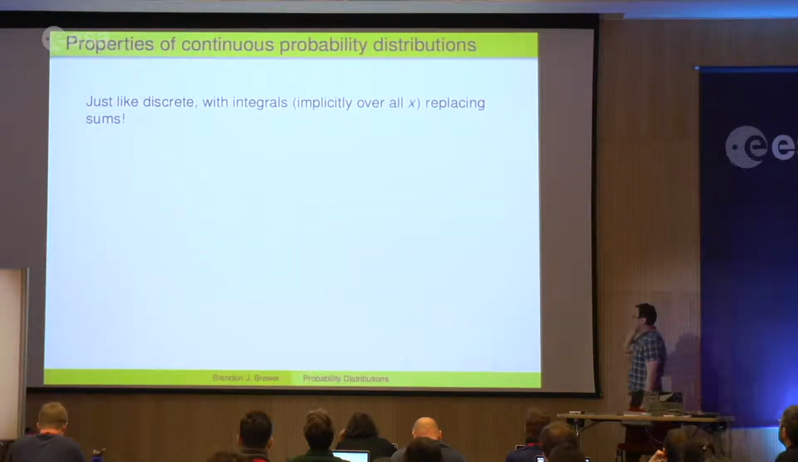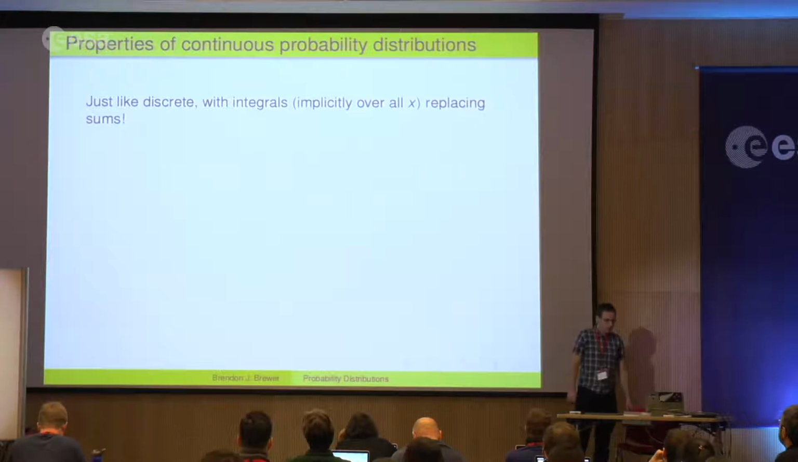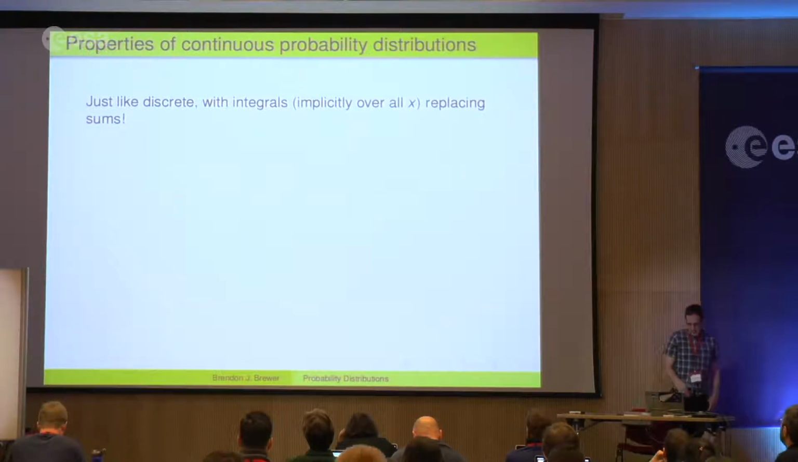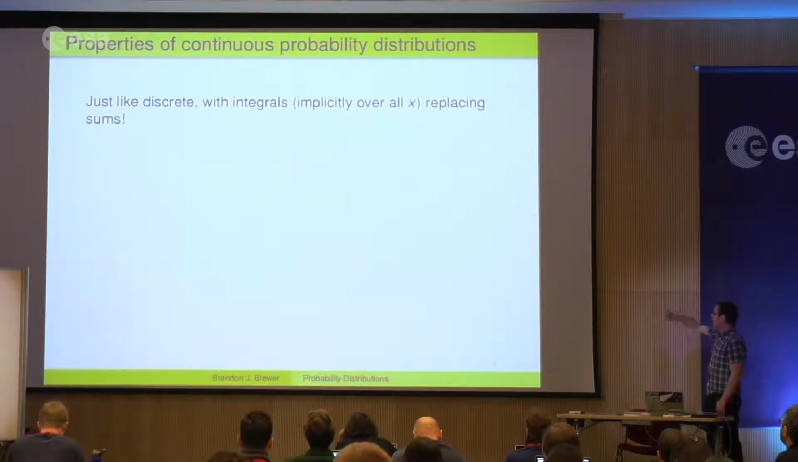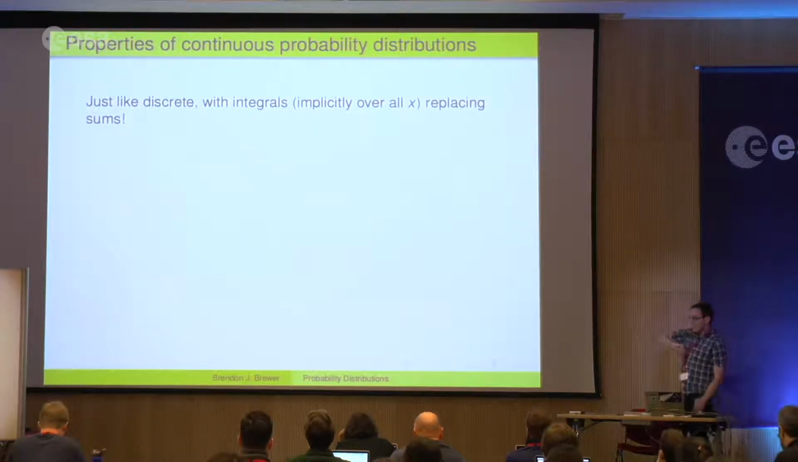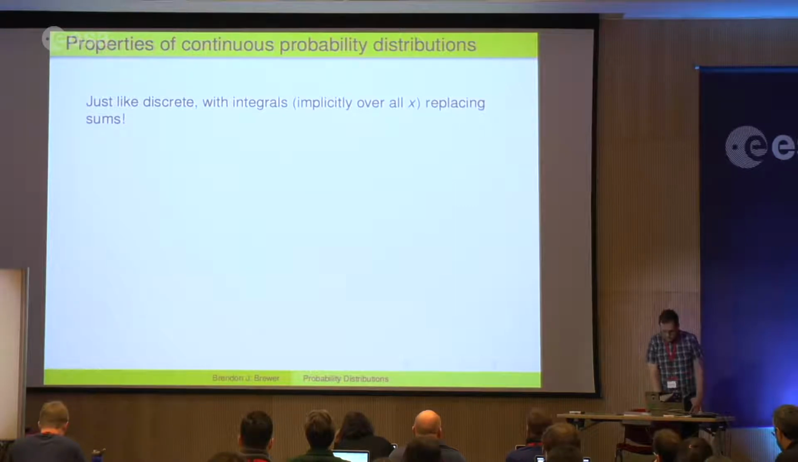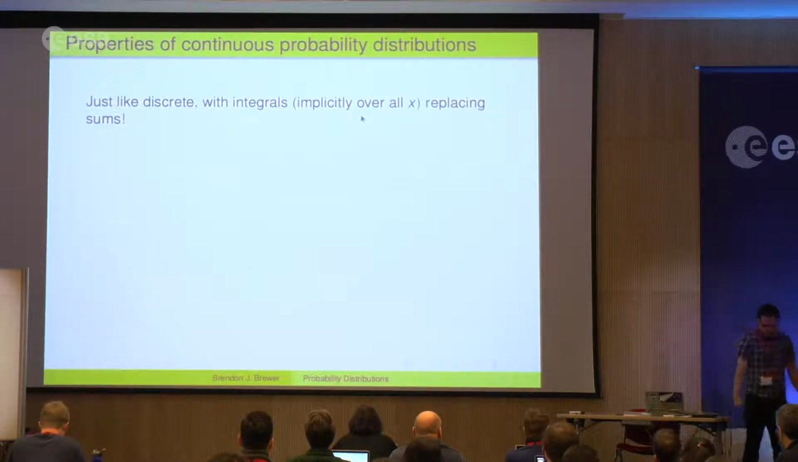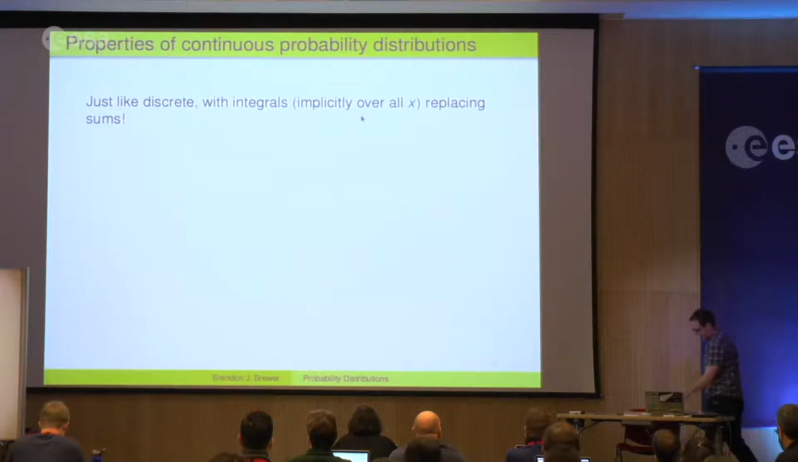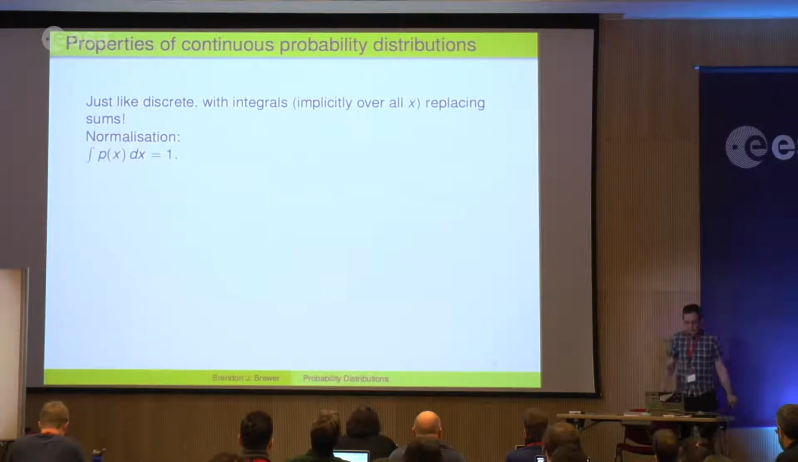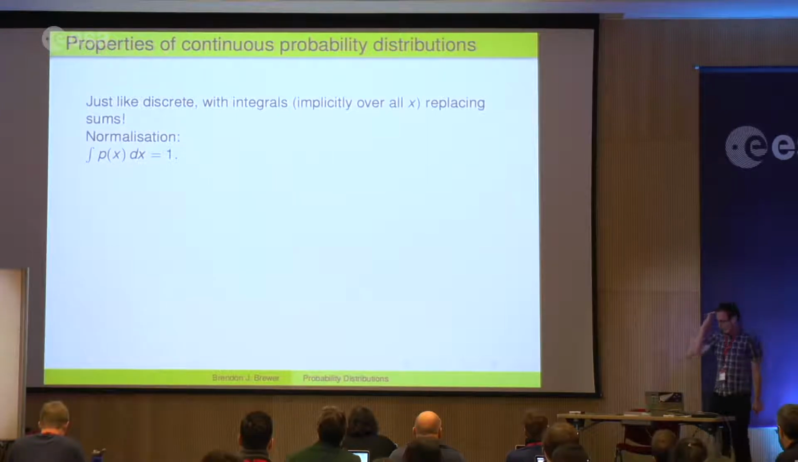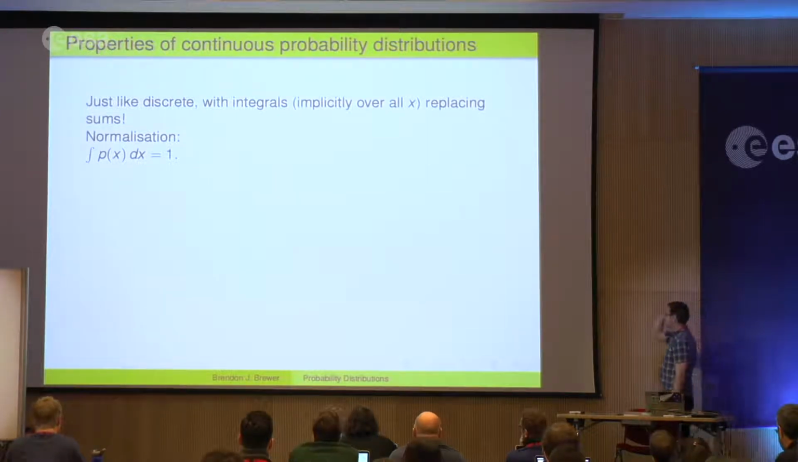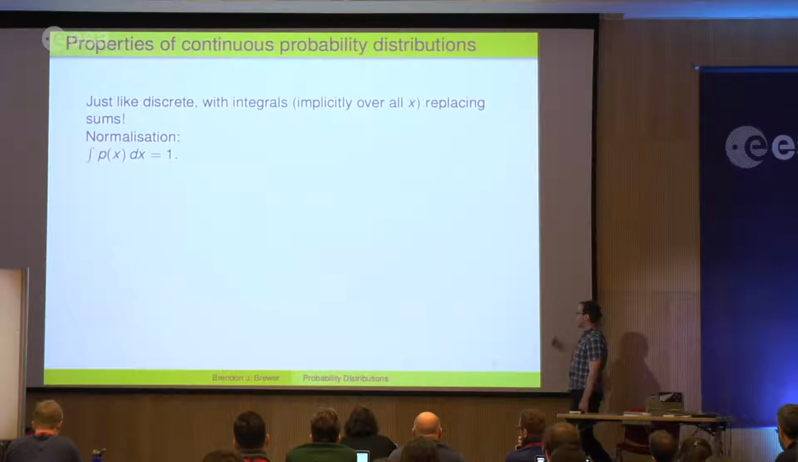So just as with continuous distributions, we have all these properties of discrete ones, and you can define them the same. You just take everything that was in the discrete case that had a sum, and you just take out the sums and put in integrals instead. And these integrals are implicitly all over the whole sample space or the whole set of possible values of the random variable. So you've got the normalization condition, which is that the integral of the density function over the whole range needs to be 1.